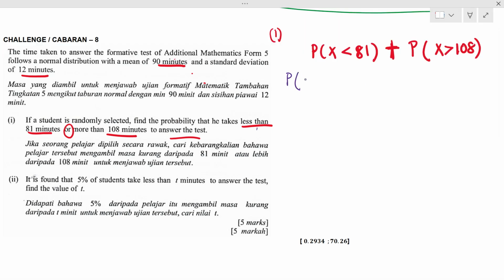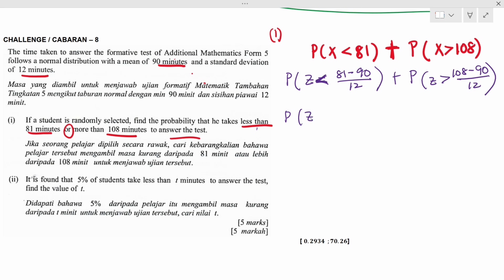Okay, probability Z less than 81 minus what is the mean? Mean is 90 over standard deviation 12. Make sure they give you the standard deviation, not the variance. 108 minus 90 over 12.